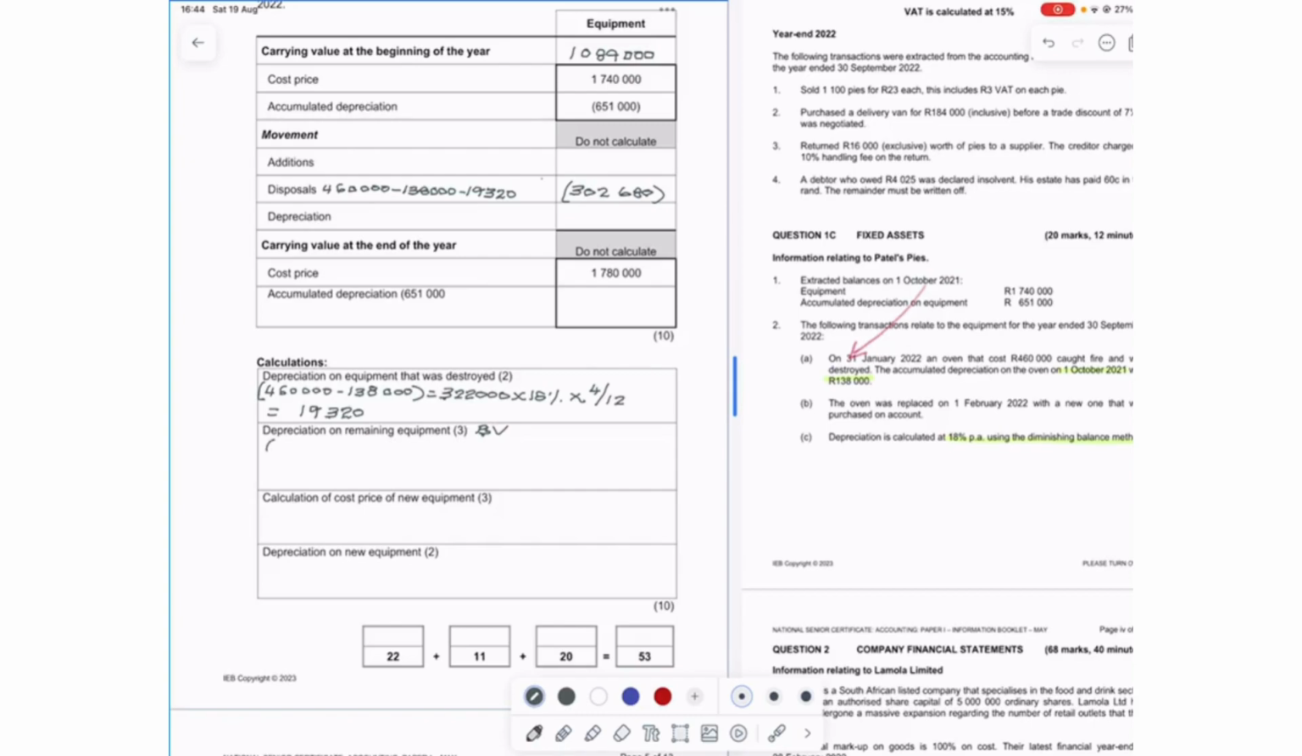Take your cost price. We start with the cost price at the beginning of the year, which was 1,740,000.